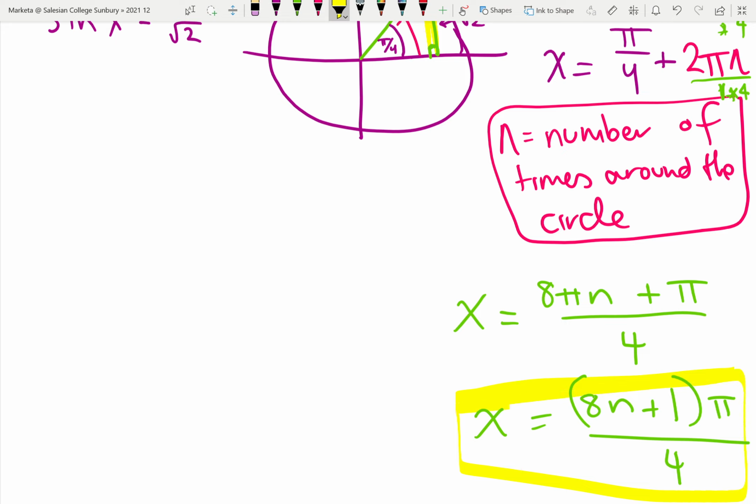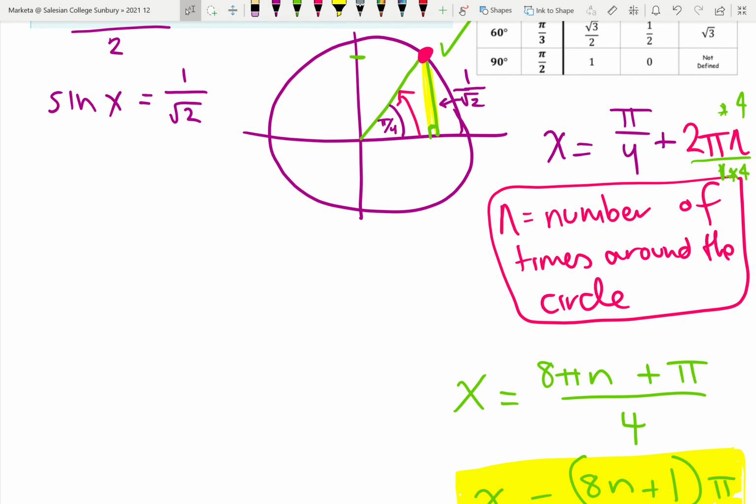So that's part of my general solution. I can work out any time that the hypotenuse of my right angled triangle is in quadrant 1, when my angle is pi on 4, or when my sine length is 1 on root 2. But what we also need to consider is quadrant 2.